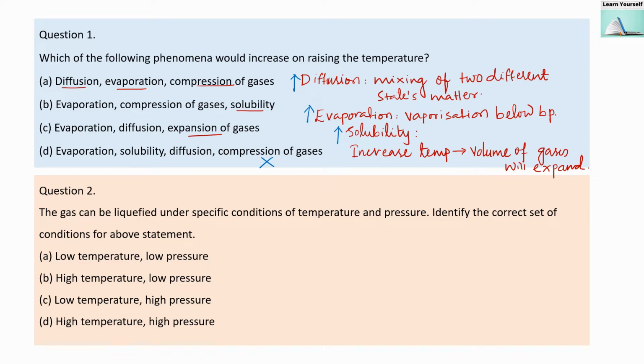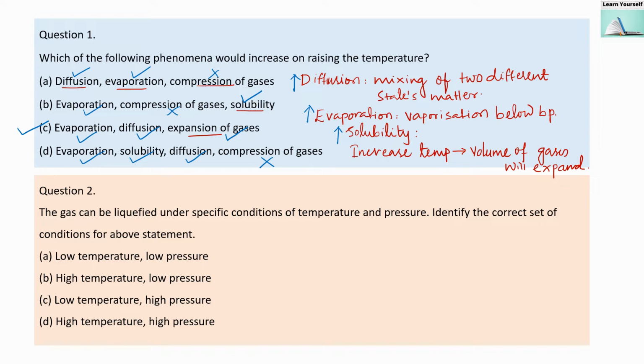So diffusion will increase along with the temperature. Evaporation will also increase. Solubility will increase. Compression cannot happen. As we are raising the temperature, particle mobility and movement will increase, and the volume will expand, so expansion of gases will happen. So option C is the correct option, where all the phenomena are possible with increasing temperature.